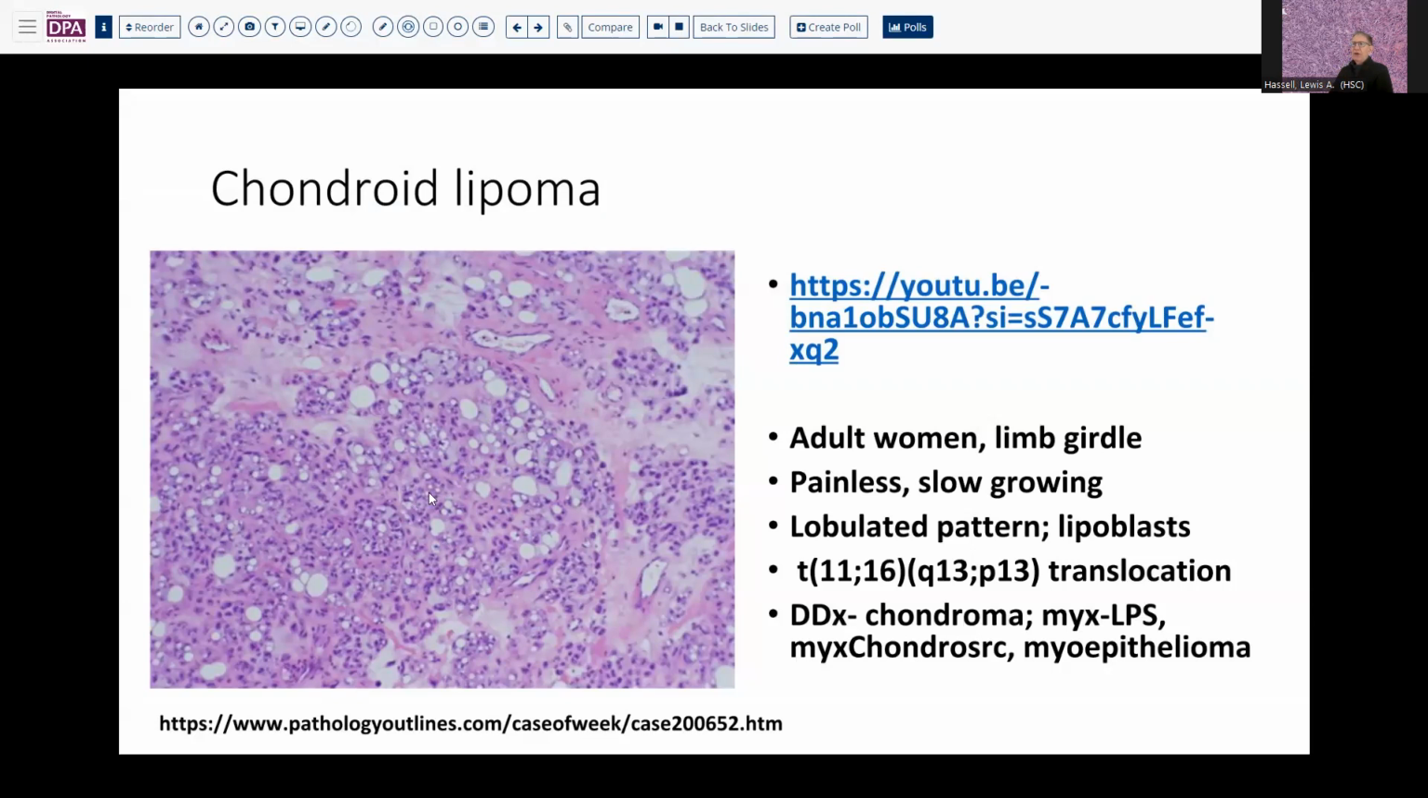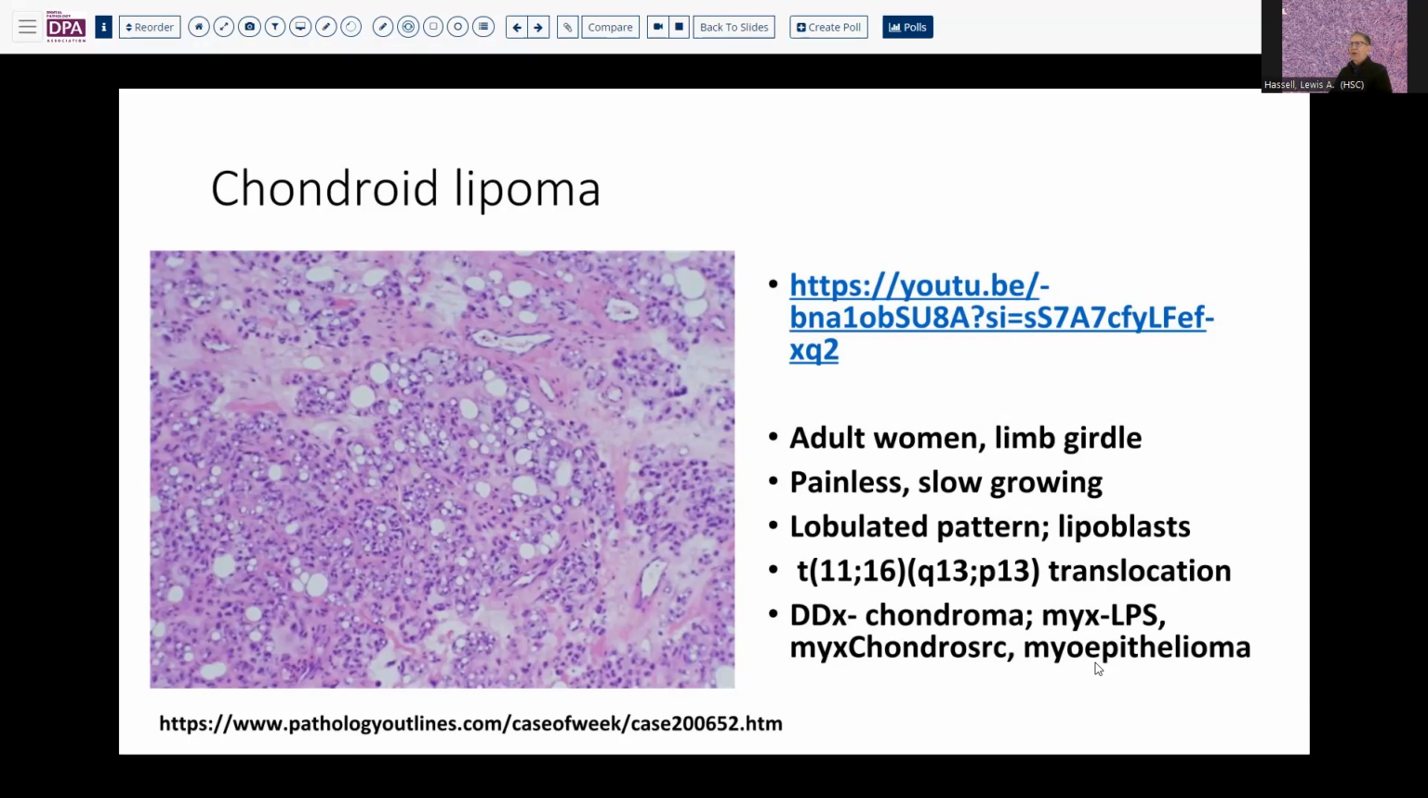So since both chondroid and fatty cells can be S100 positive, that's not a useful discriminant here. You may need to resort to other means to differentiate it from the other more serious tumors that you could encounter with this appearance, including the myxoid liposarcoma or myxoid chondrosarcoma. Chondroma, probably not terribly likely because that's usually going to have more mature appearing chondroid tissue.